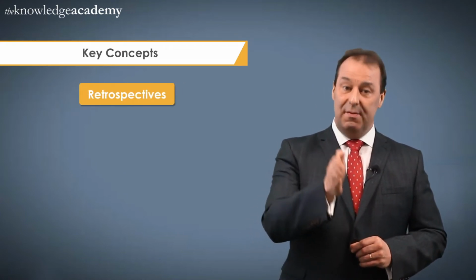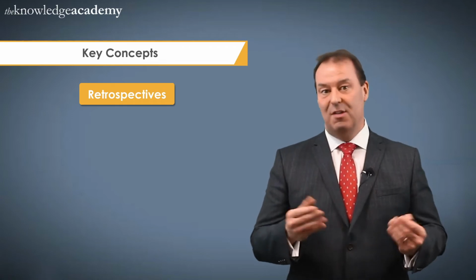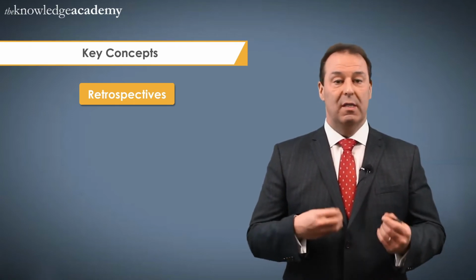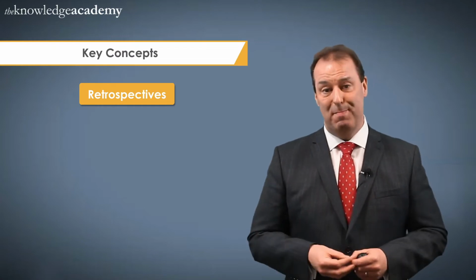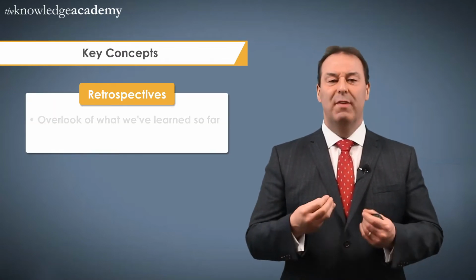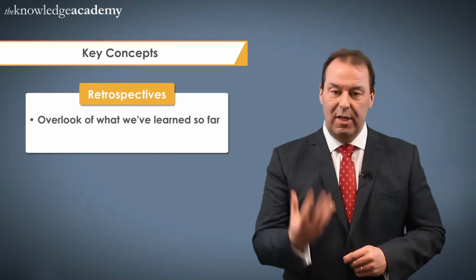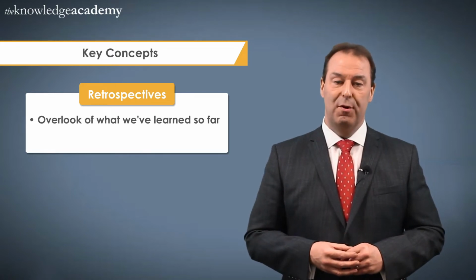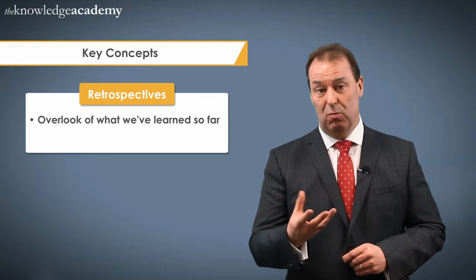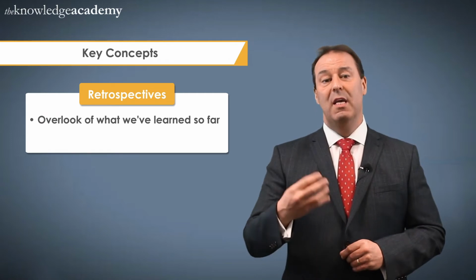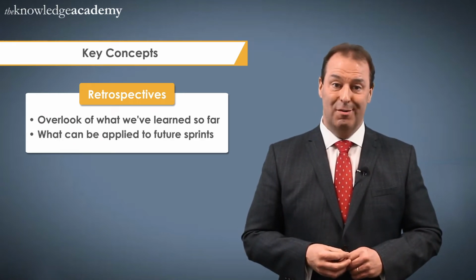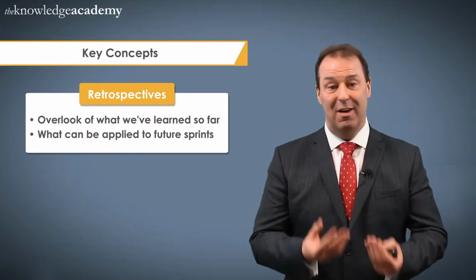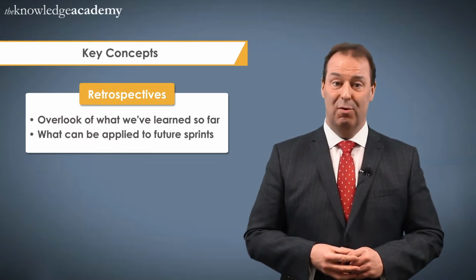When we get to the end of a time block in our agile environments, it could be a time box or a sprint, we will then provide a retrospective. And this is more of an overlook at what we've learned whilst we've been going through that particular sprint or time box, and seeing if there's anything that we can apply into the future sprints to try and help make the agile environment more efficient and more effective.